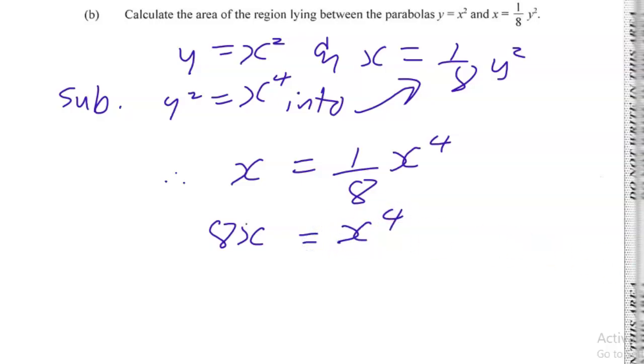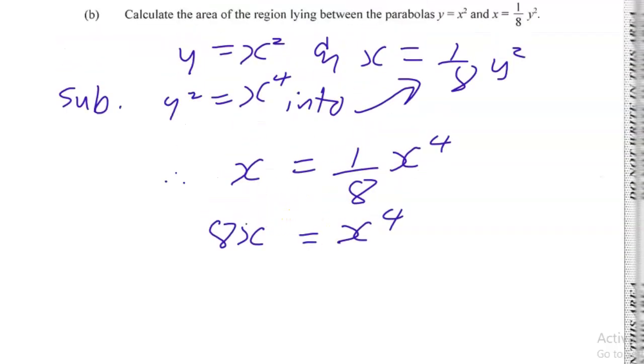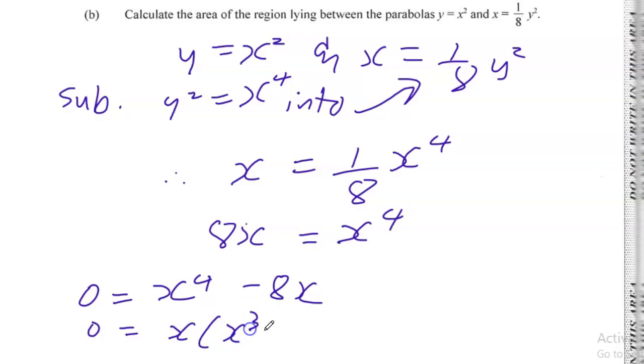We can just group everything on one side, right? So we end up with 0 equal x to the power of 4 minus 8x. If we factor out x, we get x cubed minus 8. Alright, we solve by factorization.